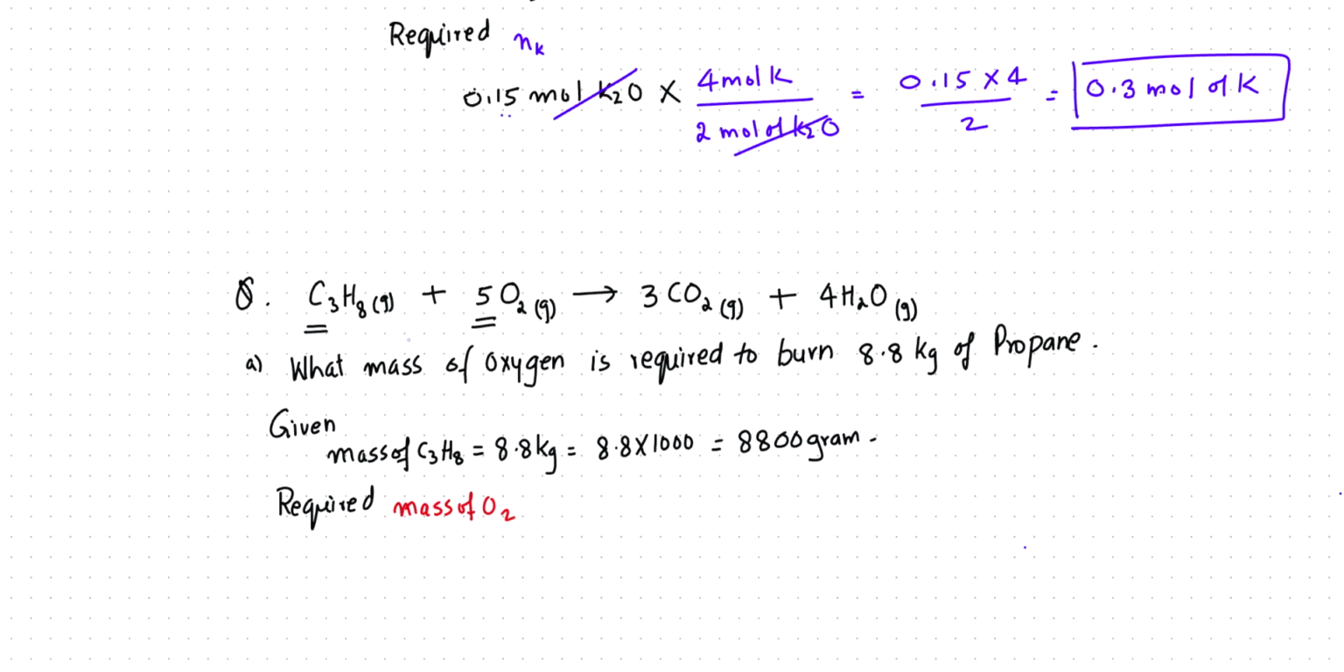Now the question is: what mass of oxygen is required to burn 8.8 kilograms of propane? So given is the mass of propane, 8.8 kilograms. If you convert into grams, multiply by 1000. So we get 8,800 grams of propane.